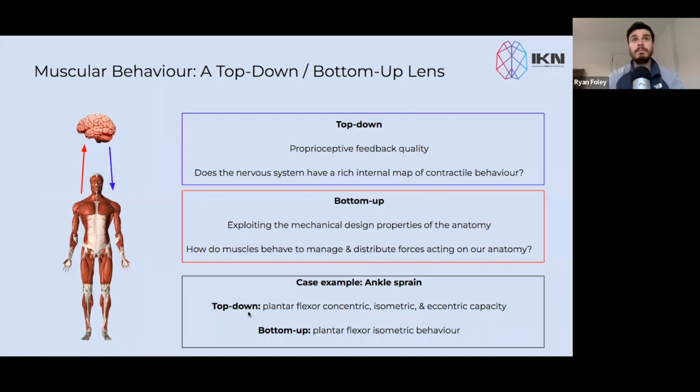Okay. But here's where it changes. Okay. And what we need to consider essentially is what happens during real world movement.